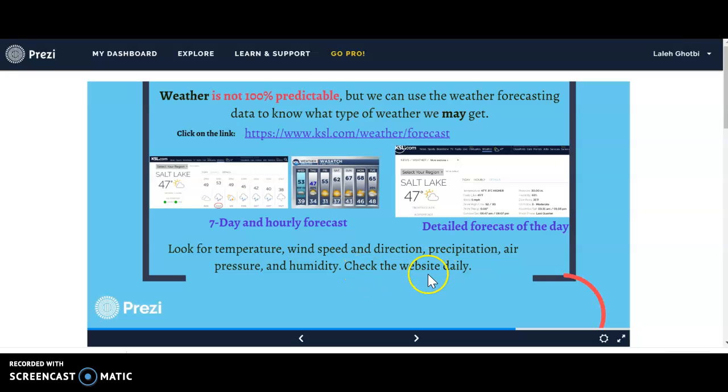If you check the website daily, if you remember, we used to record the data when we were at school, but you can do the same thing at home. If you record the data every day, you can just compare to see if the temperature is going up or down, is the air pressure changing, and when the air pressure gets to 29, you can expect a stormy day.